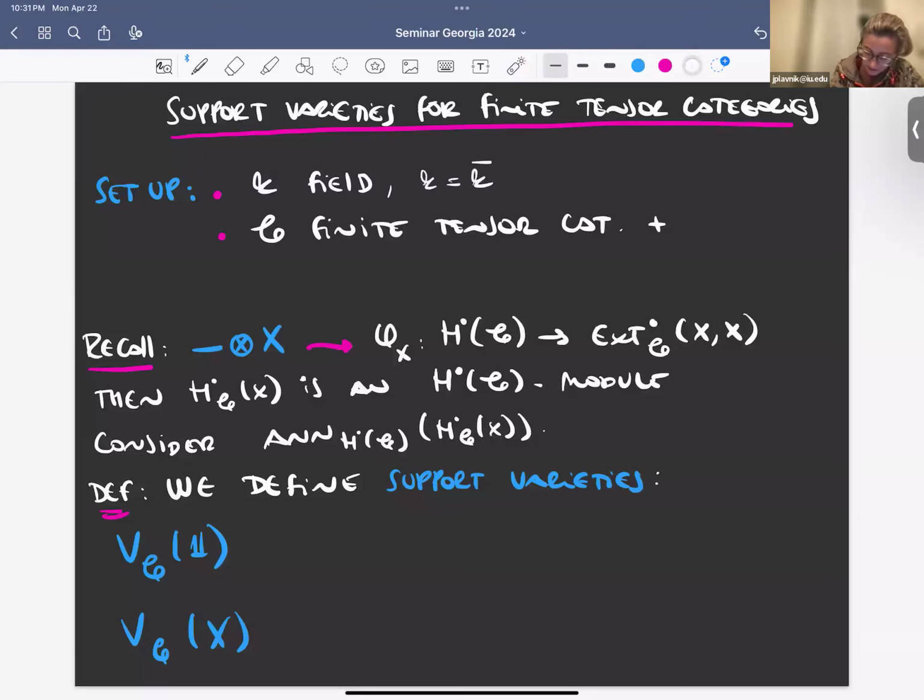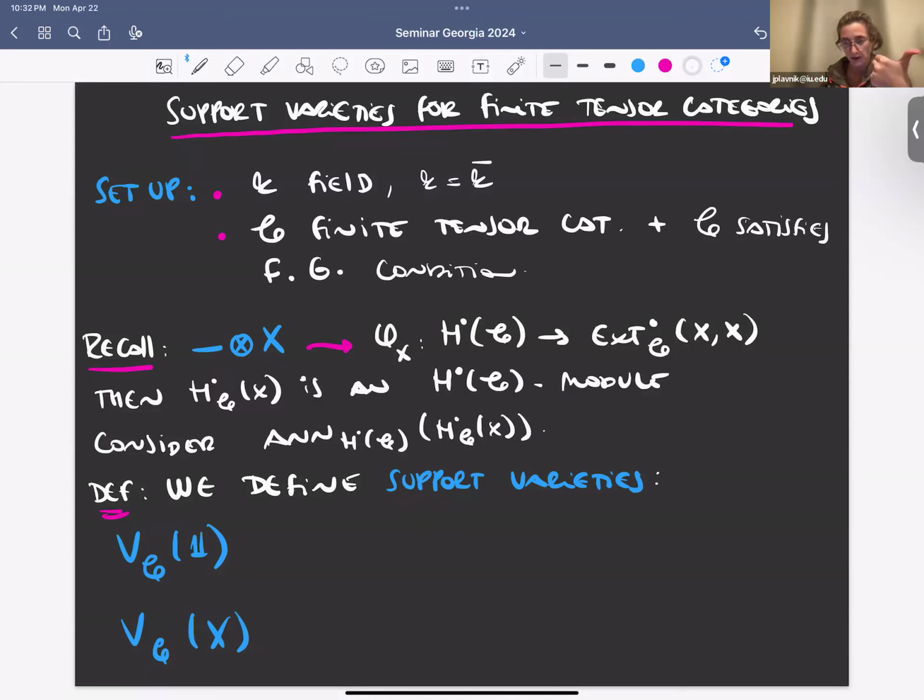So my setup will be, again, a field k, and let me write it here. I will be considering it algebraically closed. Sometimes you can ask for less, you can ask for perfect or some other things, but I don't feel it's so necessary. As I said, I will always consider C a finite tensor category, but I will ask that C satisfies the finite generation condition.